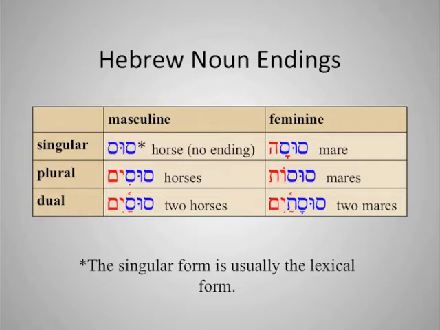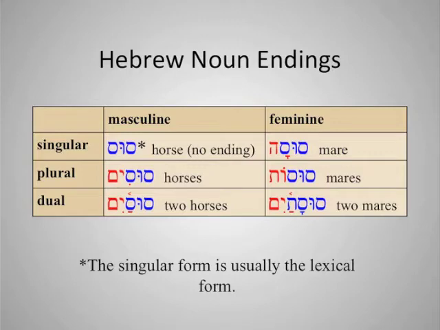As mentioned, Hebrew has one other form for what we call dual nouns, meaning we have two of something. The form looks very much like the masculine plural noun. Again, the masculine plural noun is a hirik yod mem.